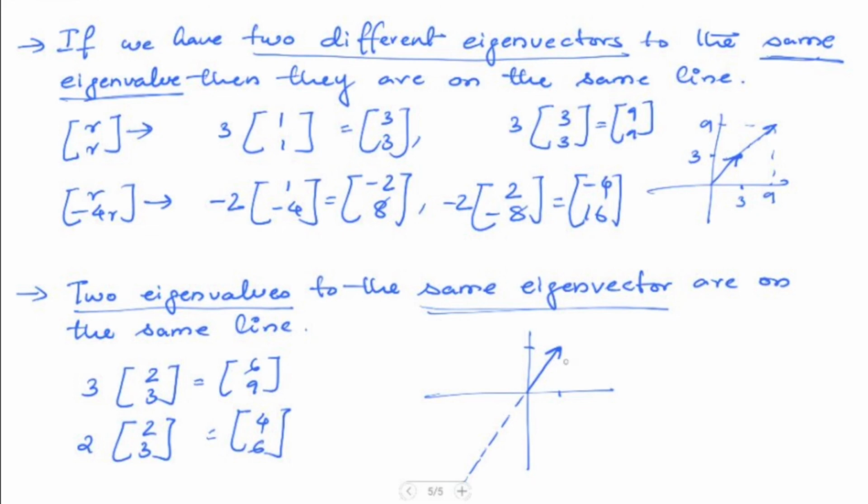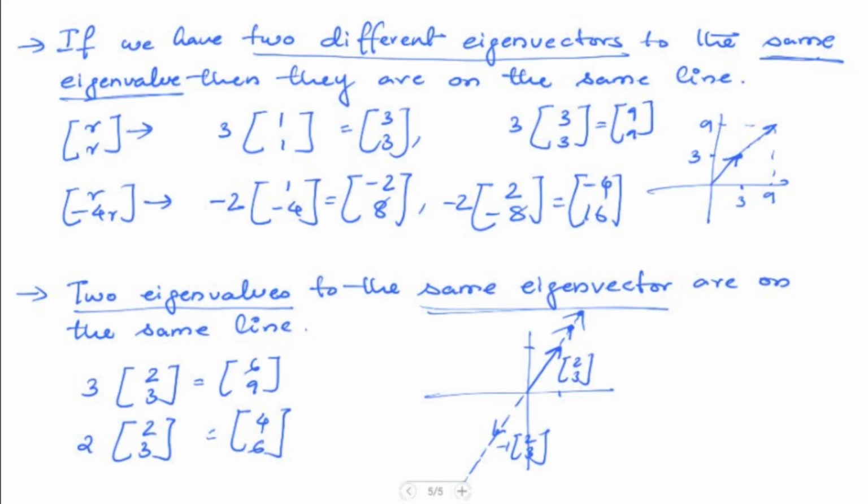So anywhere on it, you have either, so here you have 2, 3. So if you have 2 times 2, 3, it would be maybe here. 2 times 2, 3, and 3 times 2, 3 will be somewhere here. And if you have a negative number multiplied to it, let's say minus 1, then it would be somewhere here maybe. So you will have minus 1 times 2, 3. So if we have different eigenvalues to the same eigenvector, they are also on the same line, right?